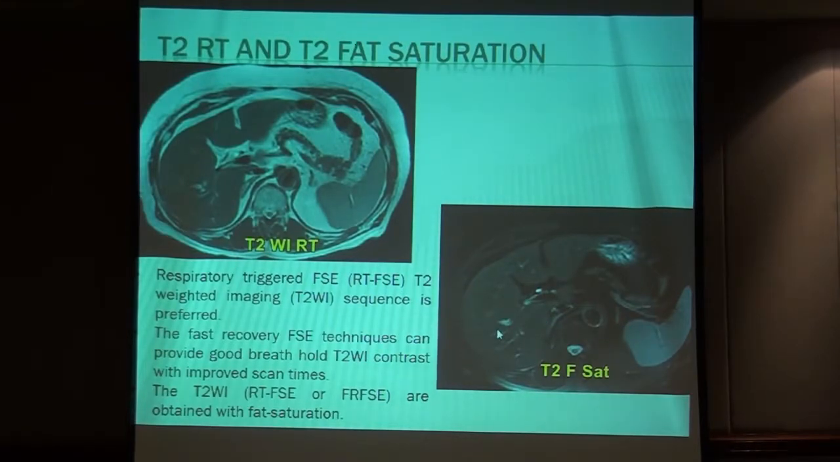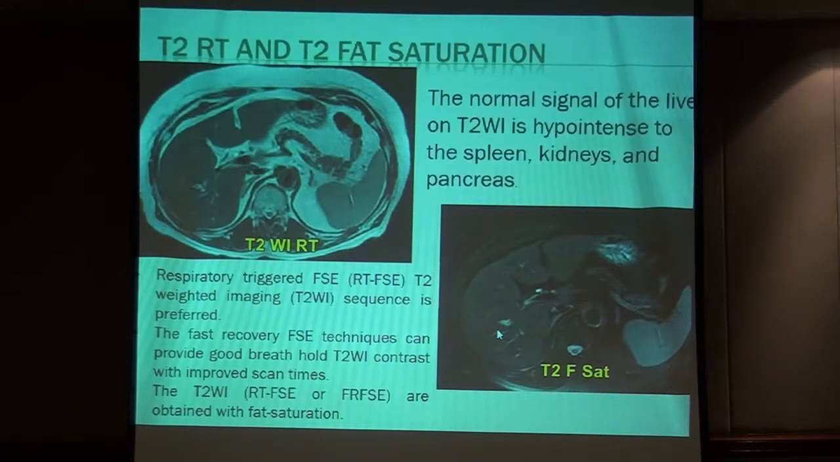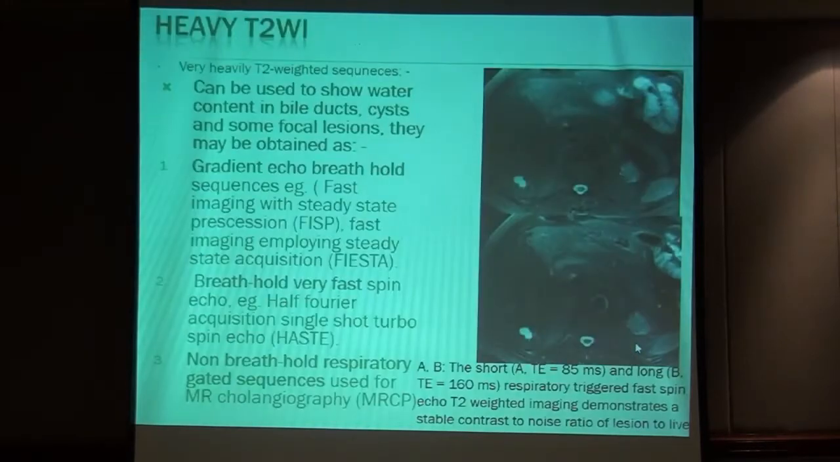Any lesion will be bright and more apparent here. We have to notice that the normal signal of the liver on T2 is hypo-intense compared to the spleen and the kidney and pancreas. Heavy T2 can be used to show water content in bile ducts, cysts, and some focal lesions.